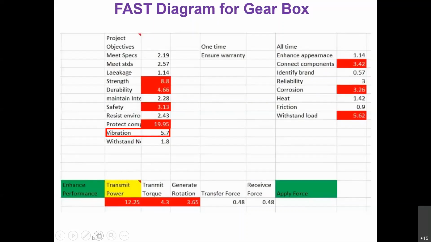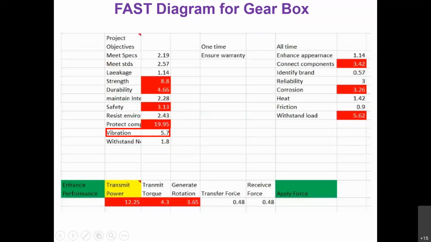The basic function of a gearbox is to transmit power. How to transmit power? By transmitting torque. How to transmit torque? By generating rotation. How to generate rotation? By transferring force. How to transfer force? By receiving force. How to receive force? By applying force. I'm going to apply force to the gears. The gears receive force.